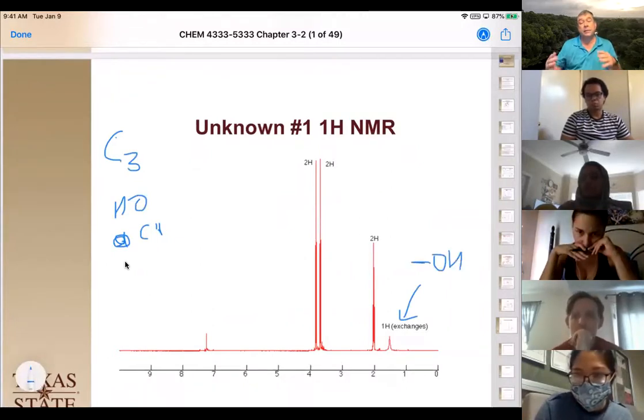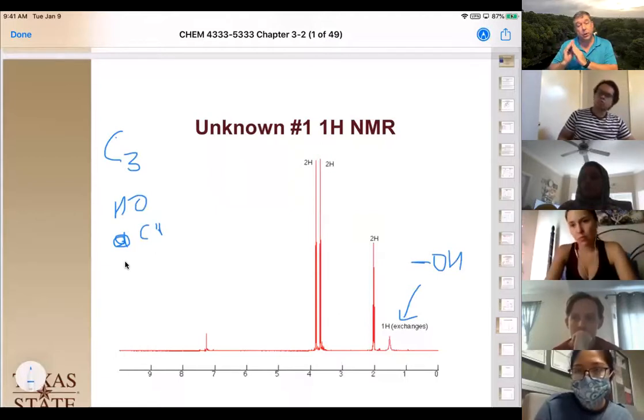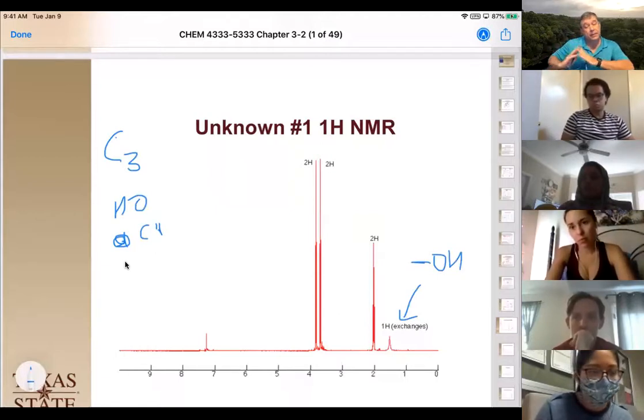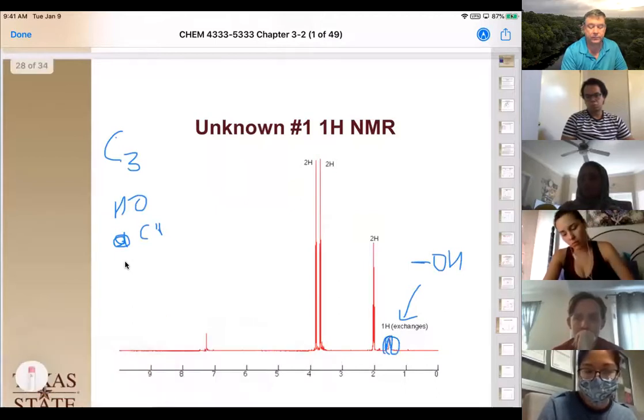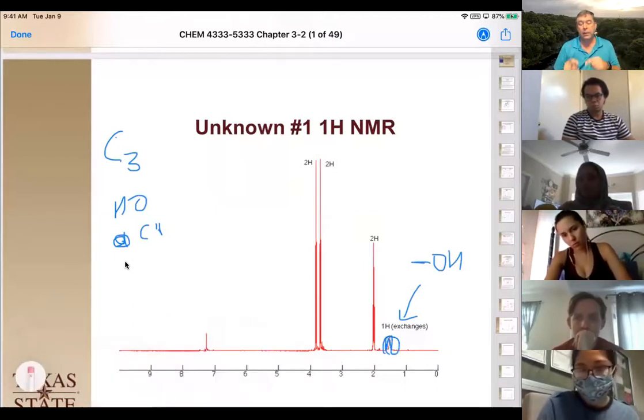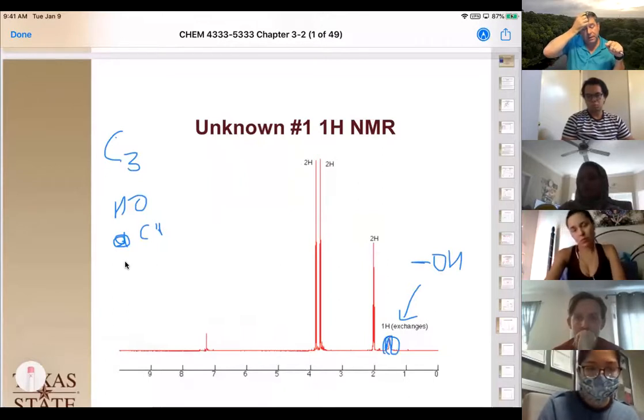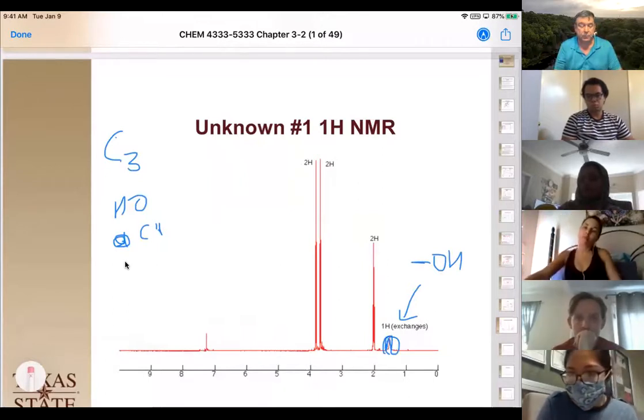right? Because if it does exchange, it diminishes, gets broader. And because it's exchanging, it's probably not splitting anything. Because it's a single peak and it's broad, if it was a multiplet peak that was there, we'd have to start thinking that it splits. But because it's a broad peak right here, we don't have to worry about it splitting anything. So that's the OH peak. Then we have 2, 2, and 2 protons.